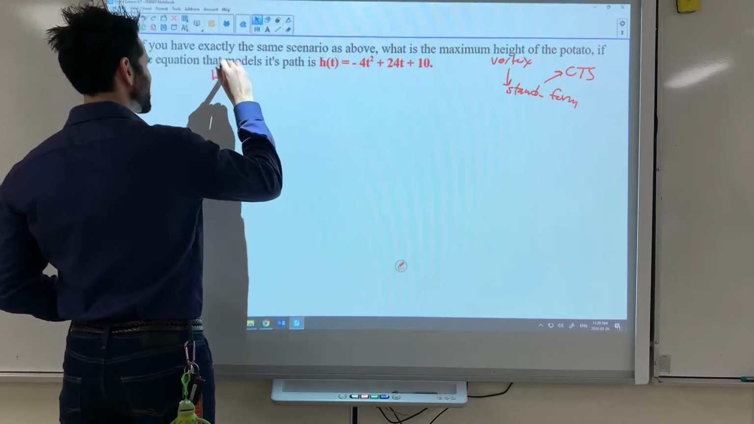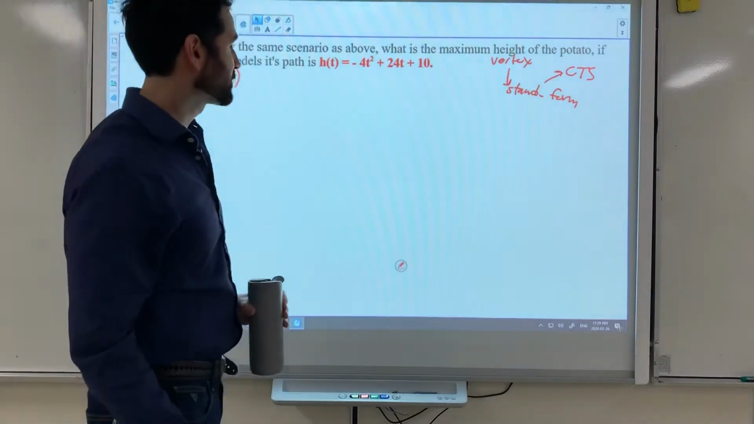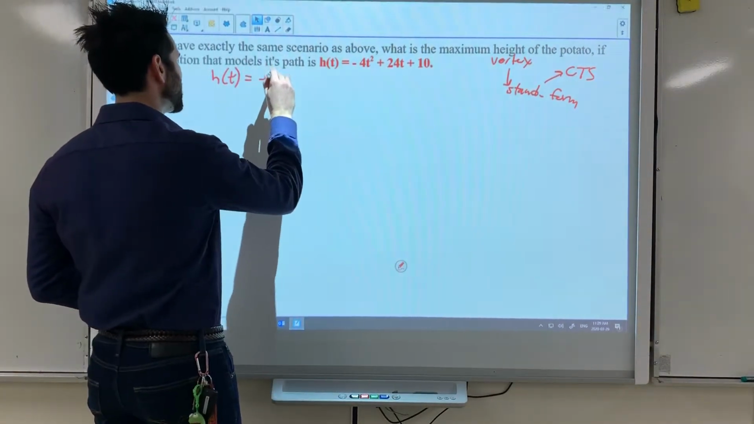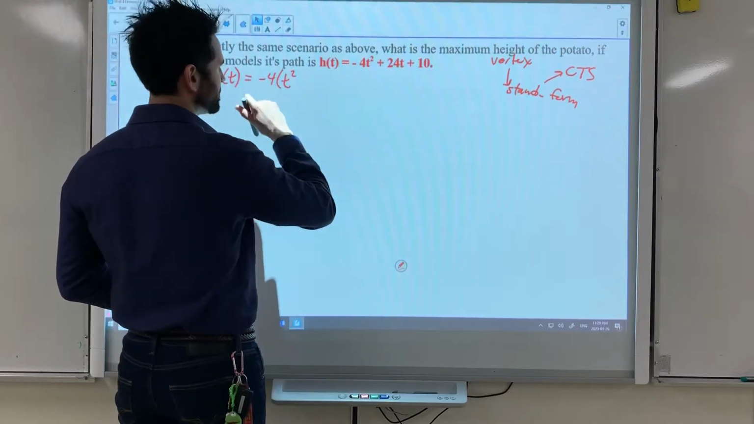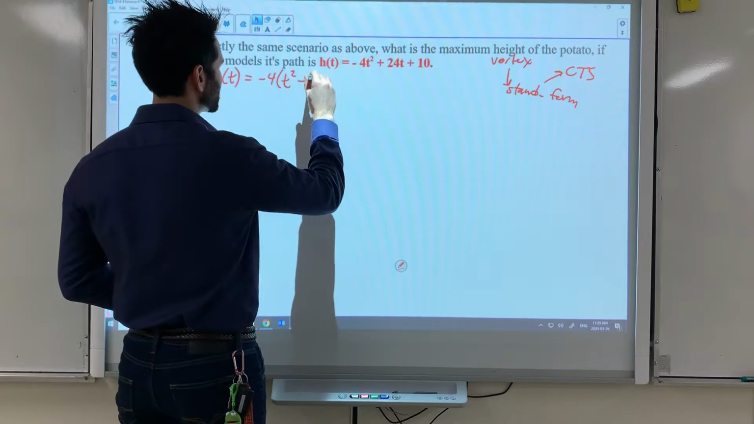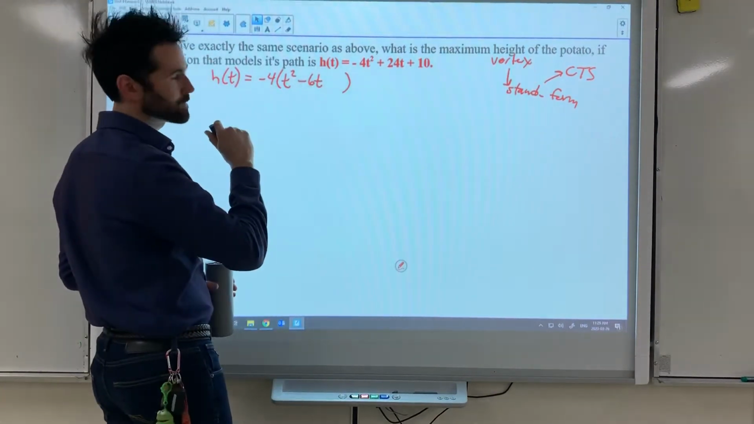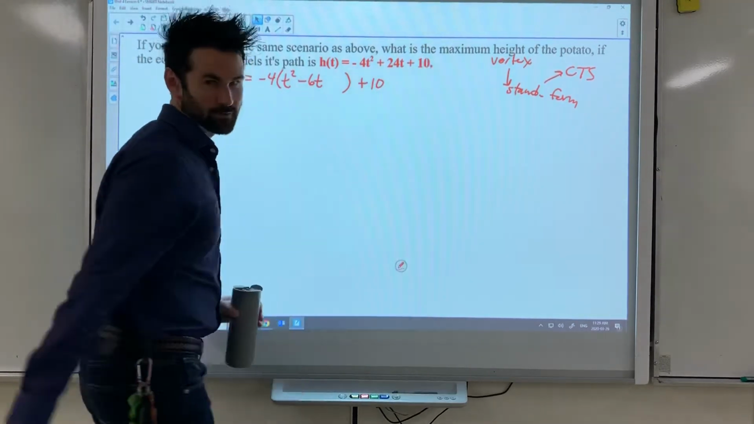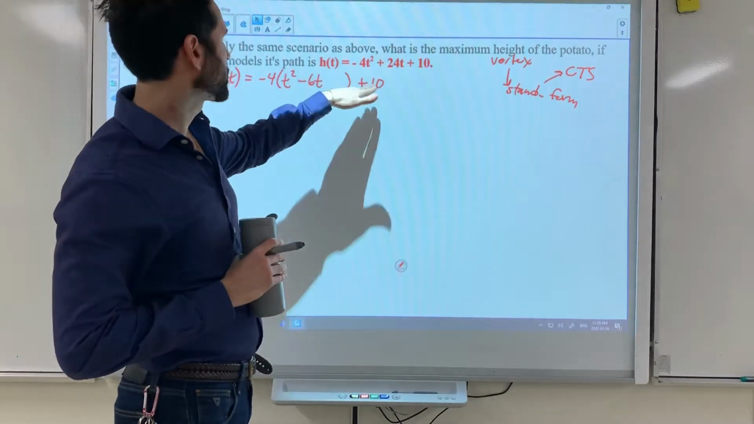So I'm going to rewrite h of t. Now if I'm completing the square, I need to make the squared variable, the t squared, positive. So I'm going to go ahead and pull out the -4, and I'm going to get t squared. 24 divided by -4 gives me -6t. Leave yourself some room, because you're going to write your magic number there that makes this a perfect square trinomial. And we're going to leave the positive 10 alone. Okay, that has nothing to do with us making the perfect square trinomial.